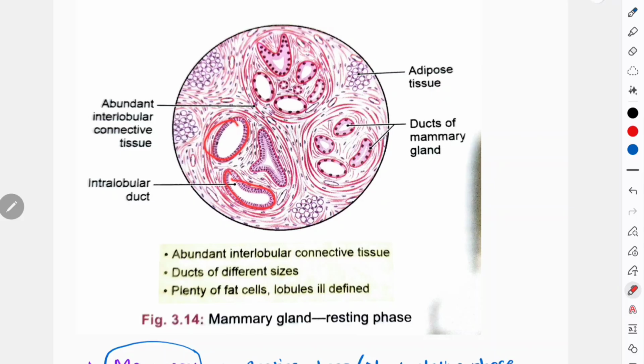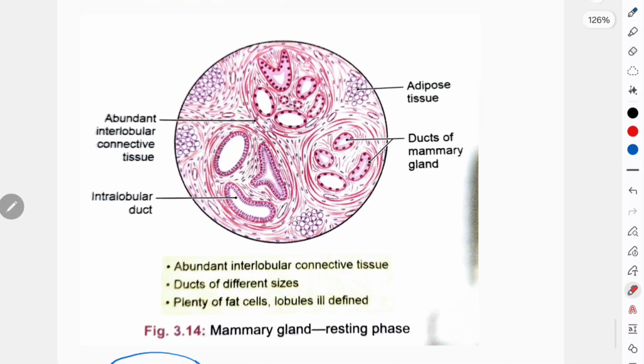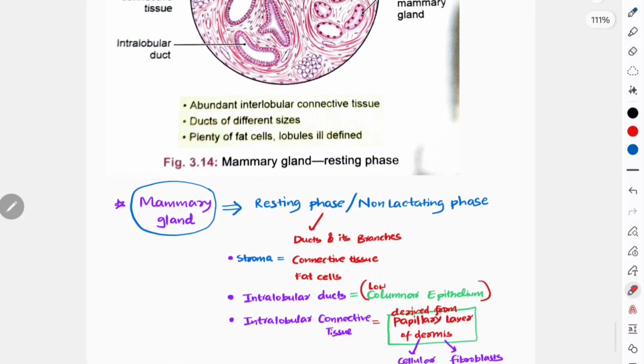See this one, ducts of different size, intralobular mammary gland ducts. You can see different sizes, and plenty of fat cells. These are the adipocytes, adipose tissue. Lobules are ill-defined; you are not able to see them. So this is the mammary gland in the resting phase: adipose tissue, ducts of the mammary gland, intralobular duct. This is the arrangement in the resting phase.